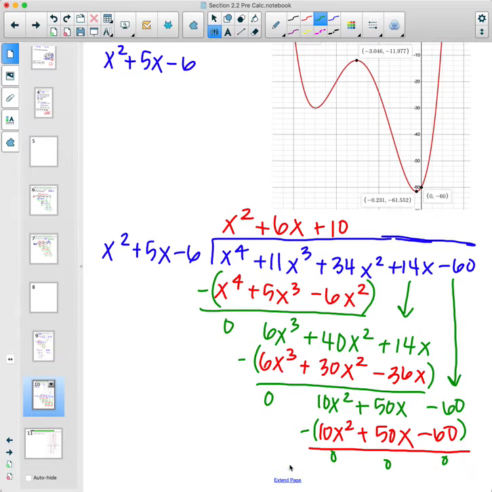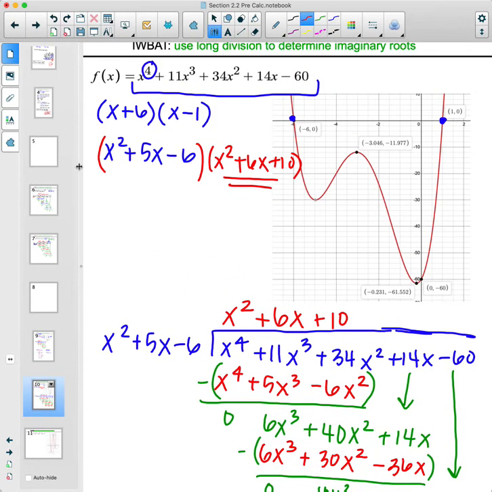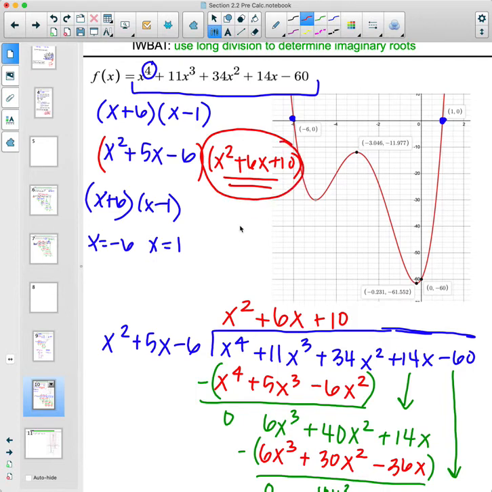Okay? So now what we get is, when we factored this out, we have this other polynomial here to find our zeros. We already know that this one is x plus 6, x minus 1. So we have those two zeros, x equals negative 6 and x equals 1. Now we need to figure out what zeros go along with this part. Well, this isn't factorable. That's why you don't see them crossing anywhere. It's going to be imaginary.